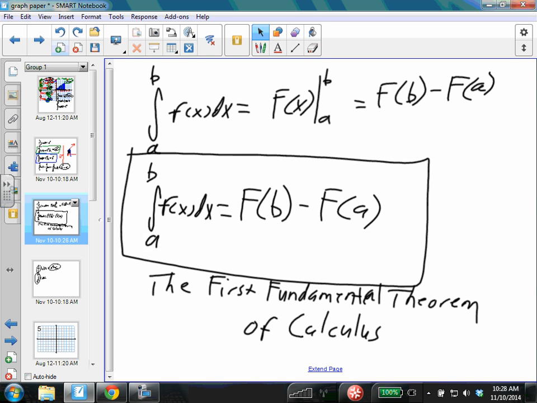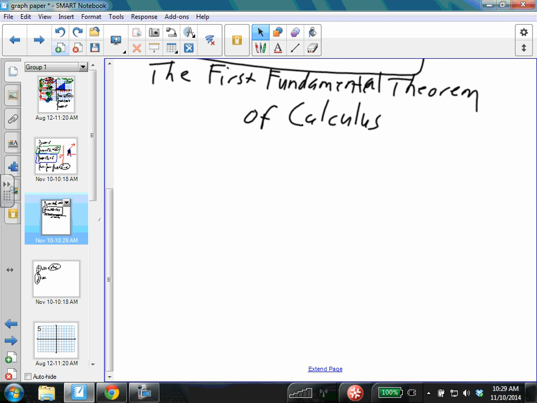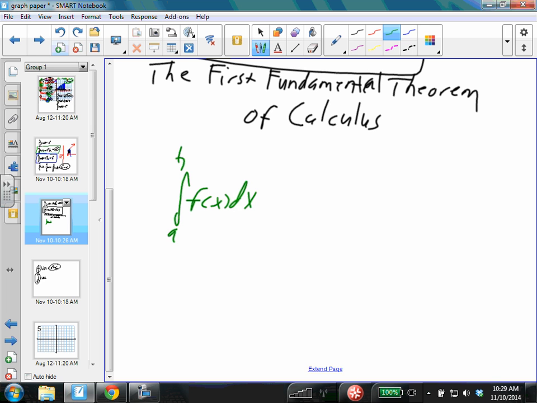Ethan, go ahead. Don't we need to know if B or A is bigger? Not really. If A was bigger, you would get a negative value, but remember our property of integrals, the integral from A to B of f of x dx, and in this case we're assuming that A is smaller.